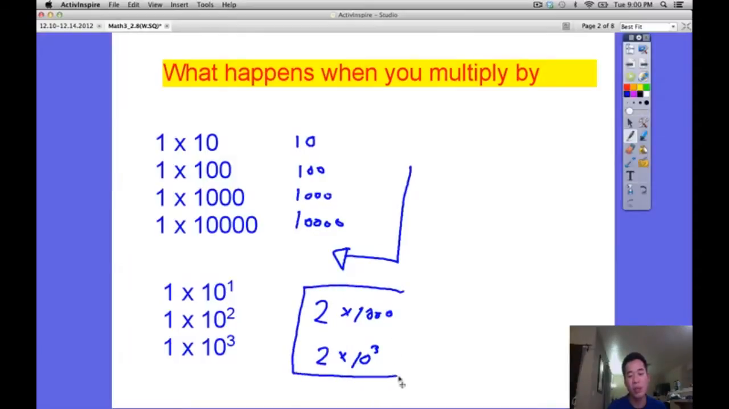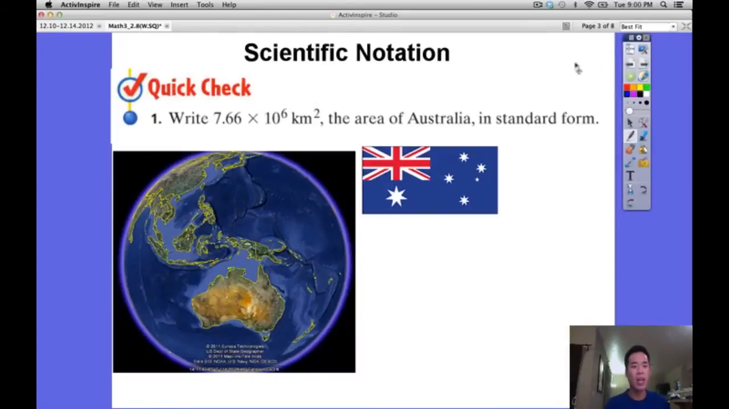Both of these are equivalent. They're one and the same. Kind of confusing right now, but just have that in mind. Scientific notation is multiplied by a base of 10. All right, so let's jump right in.